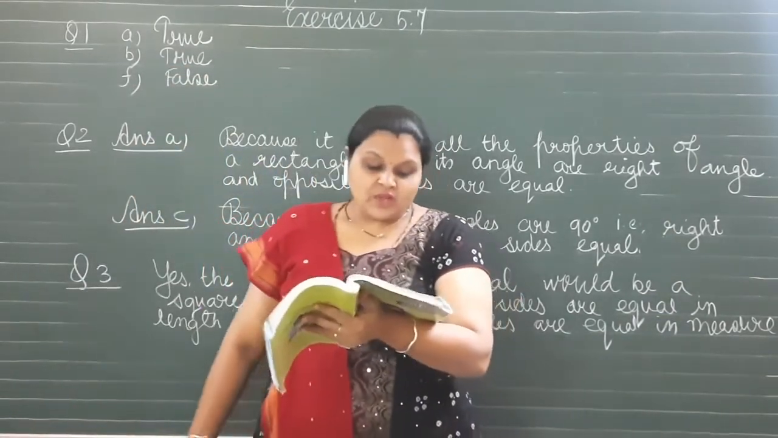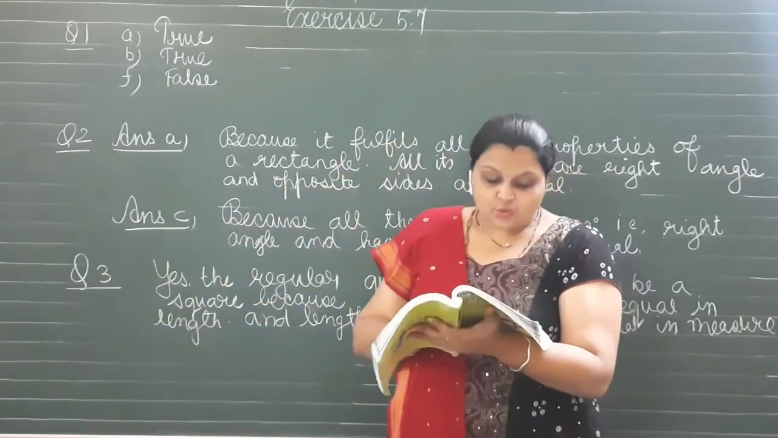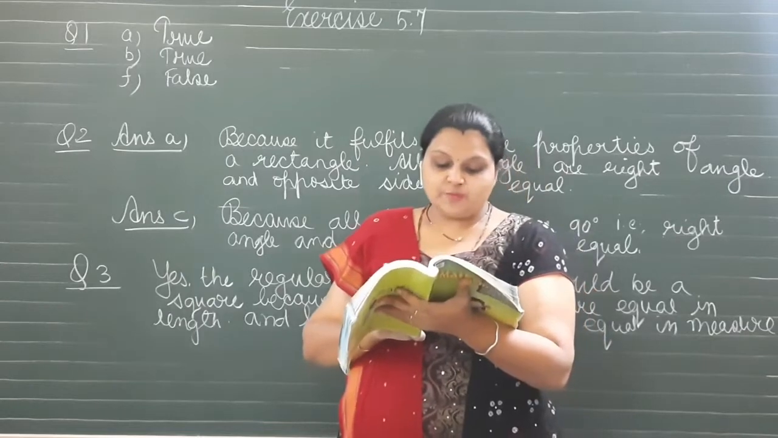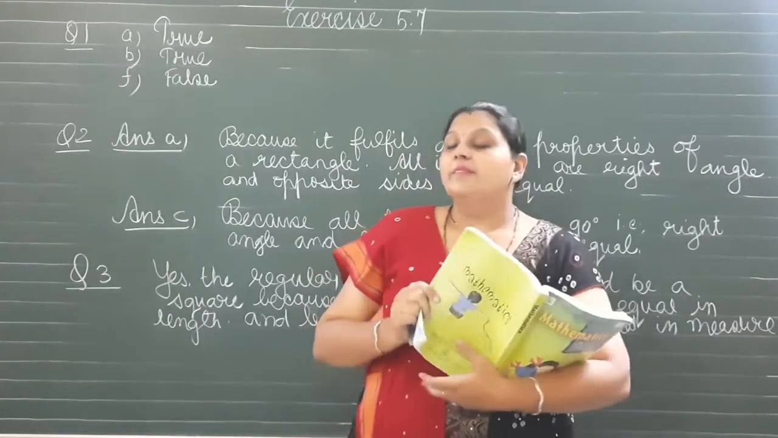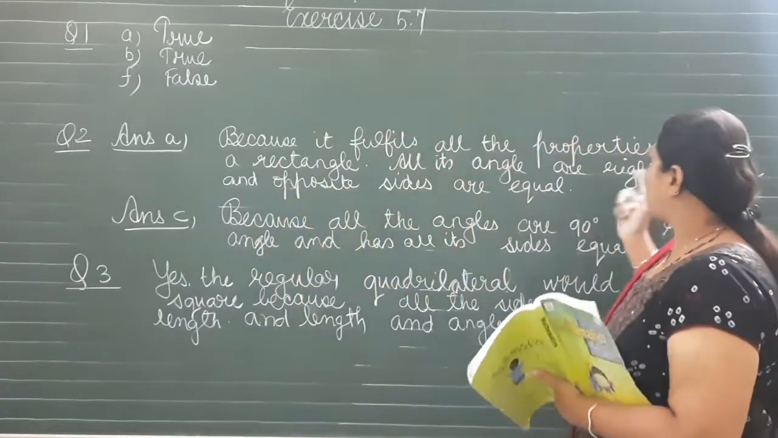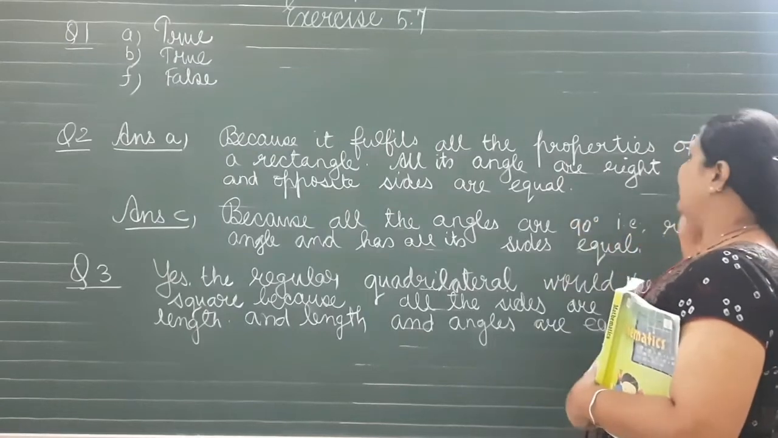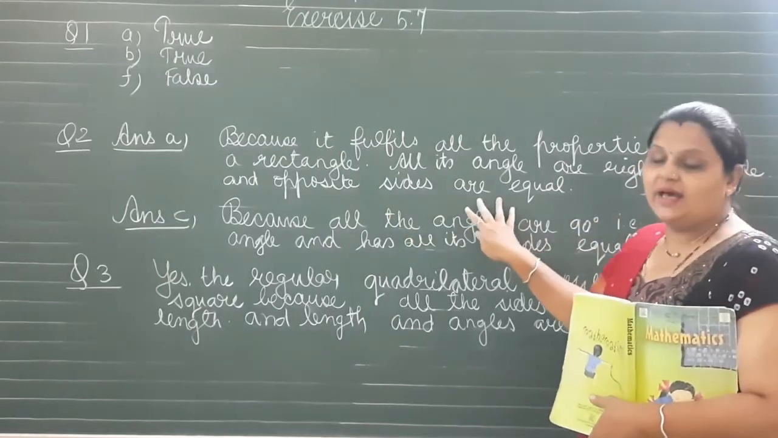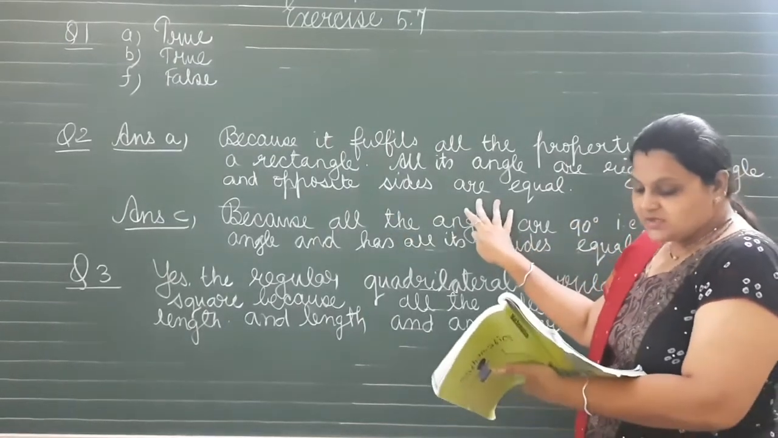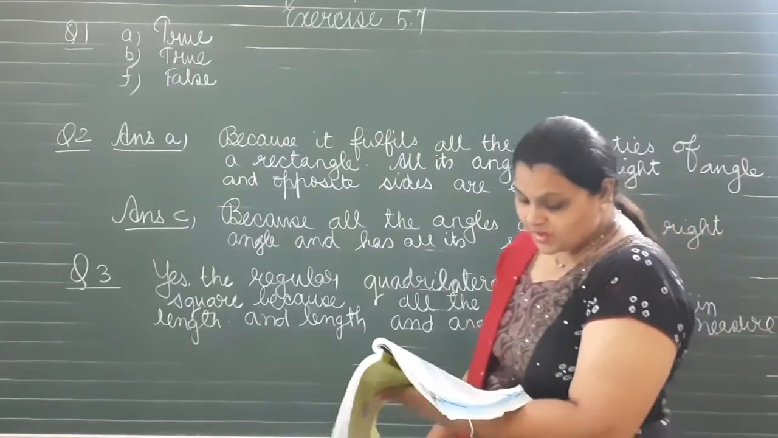Question number 2. Give reason for the following. First, a square can be thought of as a special rectangle. Now, if we observe, we can say it fulfills all the properties of a rectangle: all its angles are right angles and opposite sides are equal. So, a square can be thought of as a special rectangle.